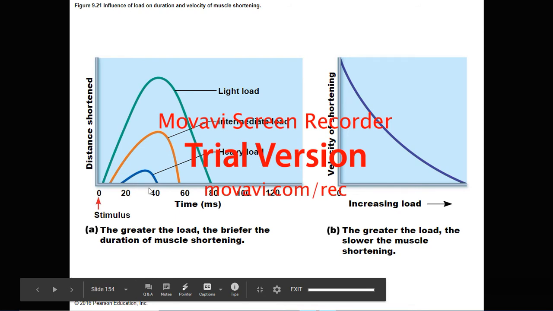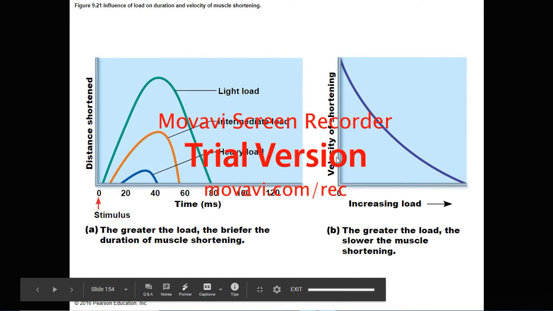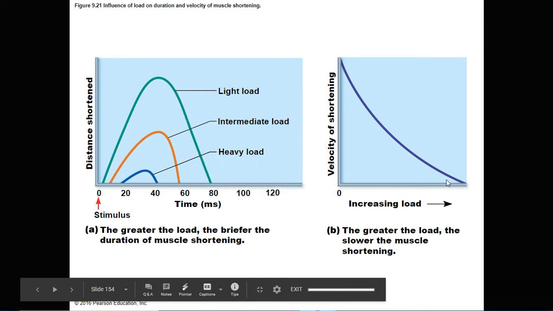So the greater the load, the briefer the duration of muscle shortening, and also the greater the load, the slower the muscle shortening. You see right here at a very heavy load, its velocity of shortening is decreasing. The heavier the load, the more it's going down. So the greater the load, the slower the muscle shortening.